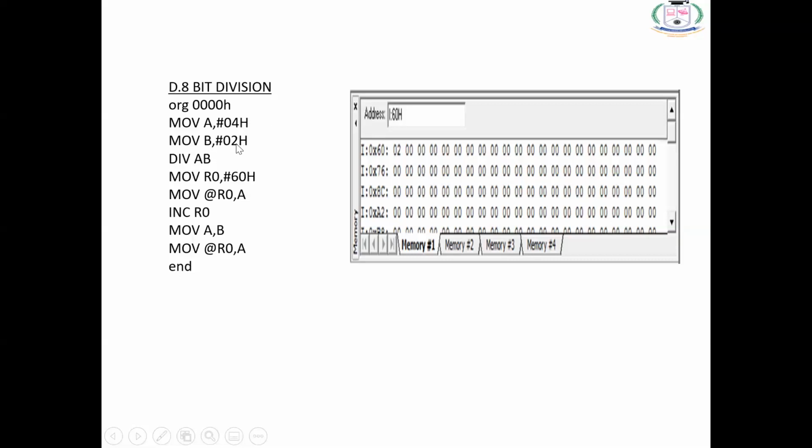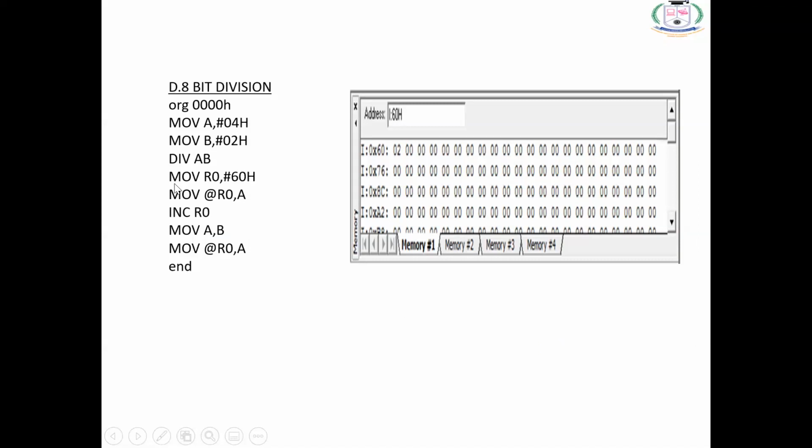DIV AB means 4 divided by 2. The only thing to understand here is that my quotient will be stored in the accumulator and my remainder will be stored in the B register. So 4 divided by 2, I gave a small number for understanding. The remainder is 0 and the quotient is 2. So the accumulator will hold 2 and B will hold the value 0.